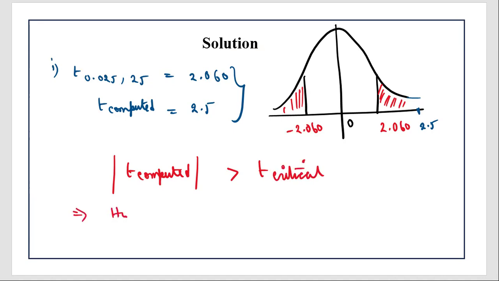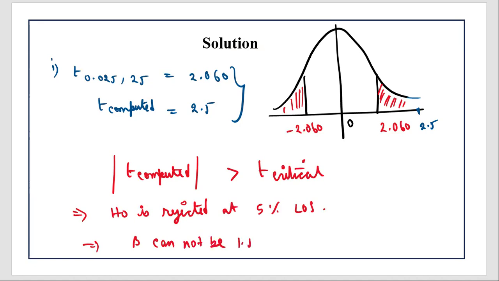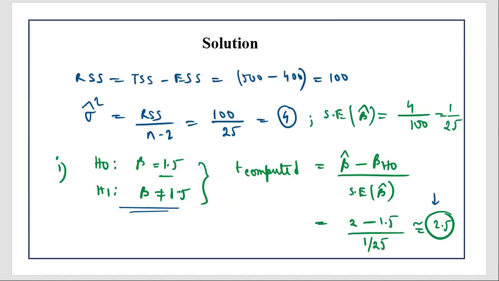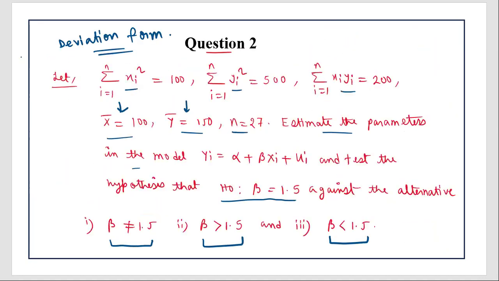Hence, what we will say, H naught is rejected at 5% level of significance. LOS means level of significance. So, beta cannot be 1.5 at 5% level of significance, right? So, this is the first part of this question where we have solved this two-tailed test.